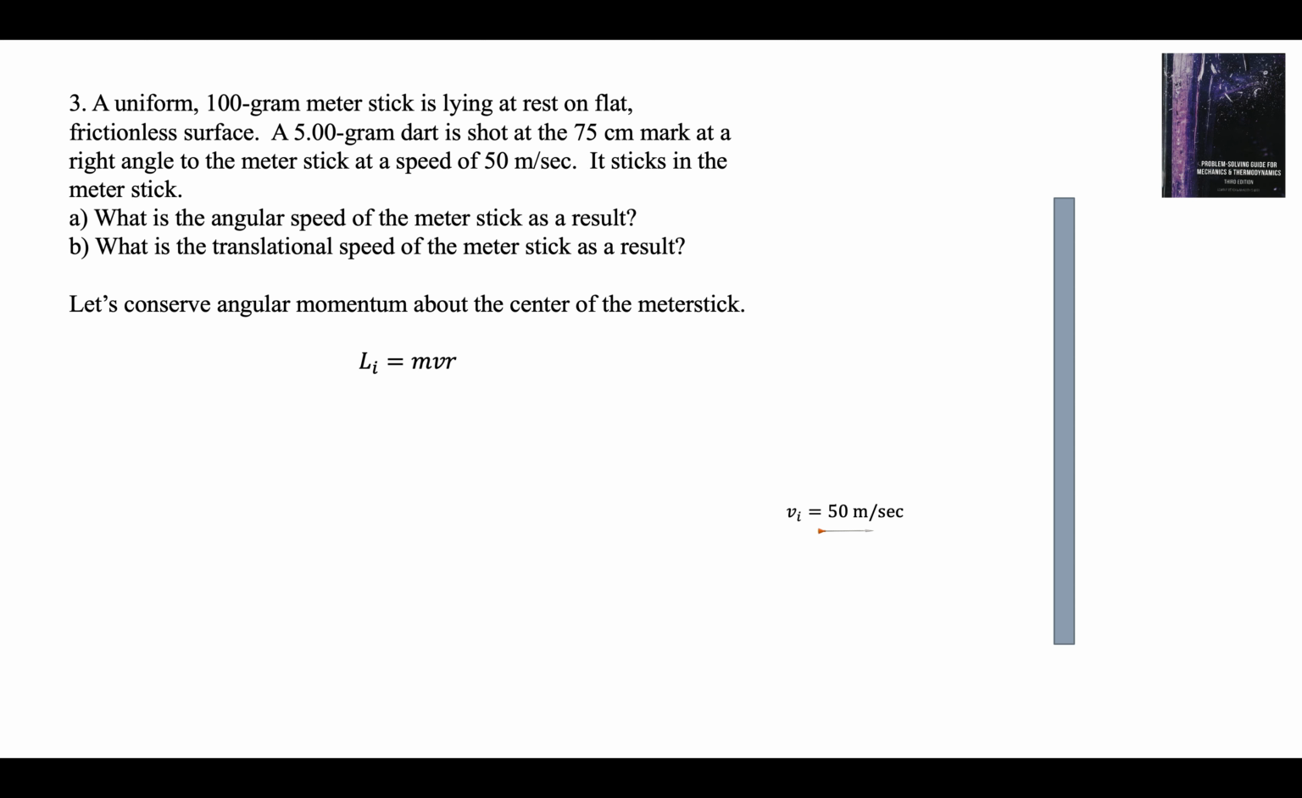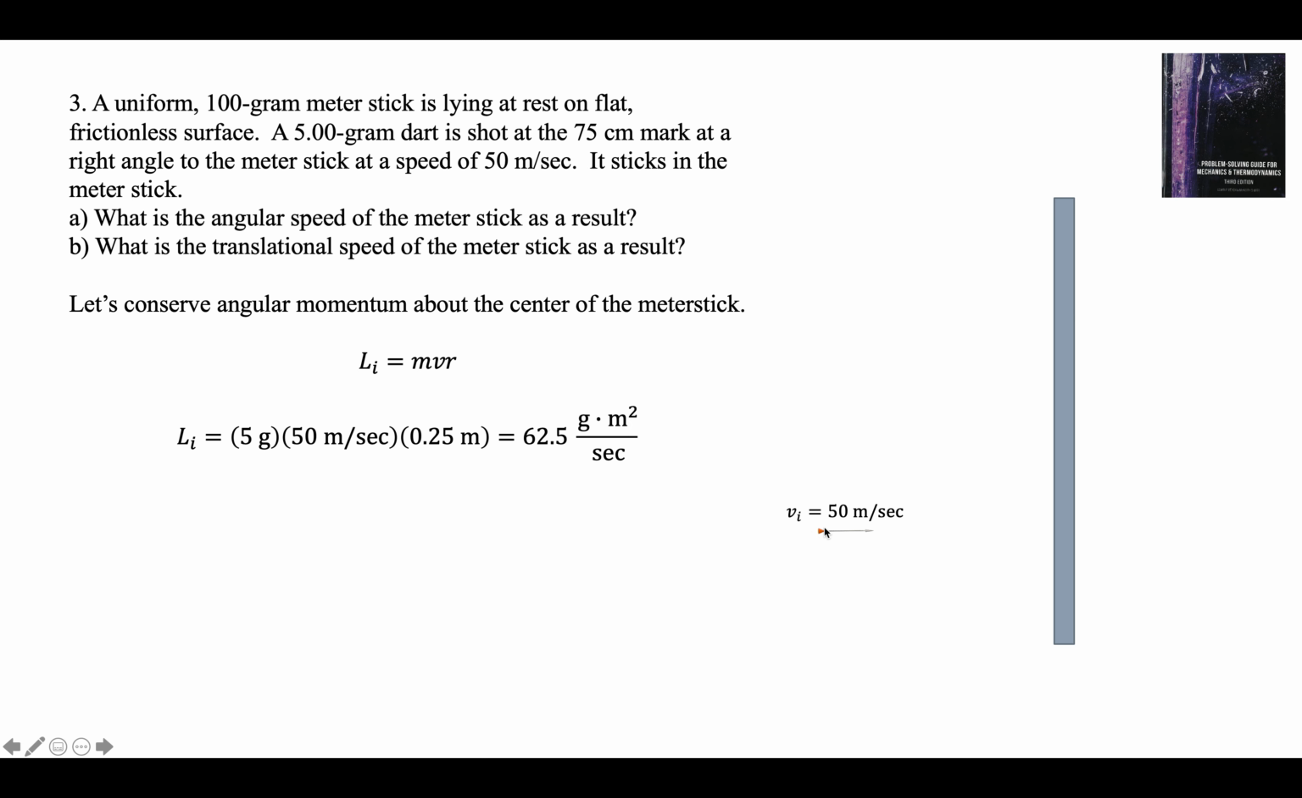So let's conserve angular momentum about the center of the meter stick. The initial angular momentum is just of the dart. The meter stick's not moving. It's 25 centimeters away. That's the horizontal distance from the velocity. So we have the mass times the speed times the horizontal distance, and we get 62.5 gram meter squared per second for the initial angular momentum in the system.